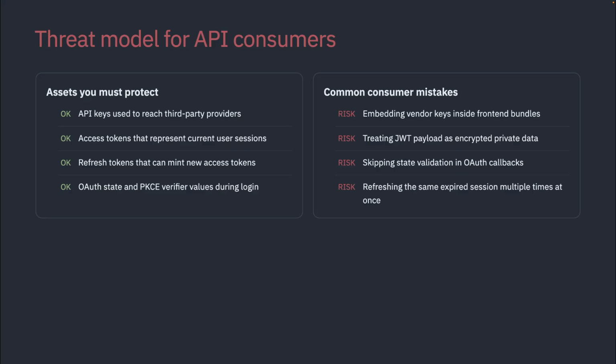Usually the common mistakes that we have here are: we embed vendor keys inside the front-end bundles, or treat JWT, JSON Web Tokens, as private data when they should not be, skipping some validation for callbacks, or even refreshing the same expired session multiple times at once. All those are common consumer mistakes that we should prevent.